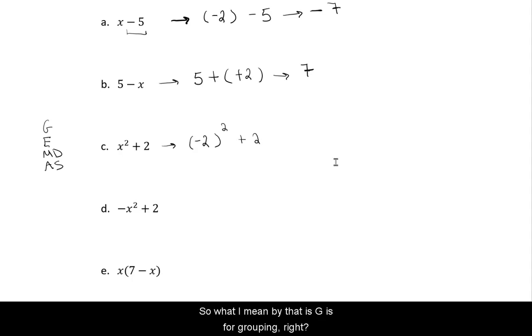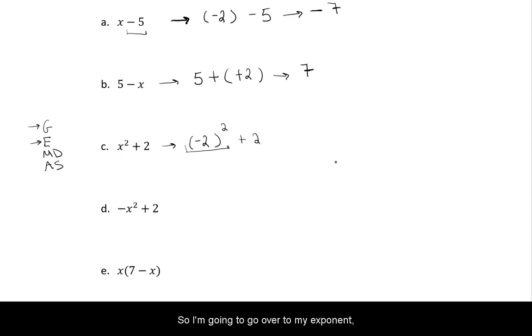So what I mean by that is G is for grouping, right? And in this case, I don't actually have grouping, even though it's parentheses. It's more indicating that that exponent is being applied to the -2. There's nothing to combine within it, okay, within those parentheses. So we don't have grouping, but we do have exponents. So I'm going to go over to my exponent. And remember, the negative is part of the base because of the parentheses. So I'm going to expand that as -2 times -2.